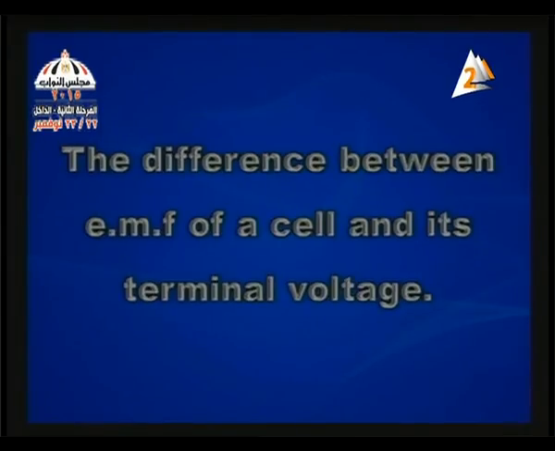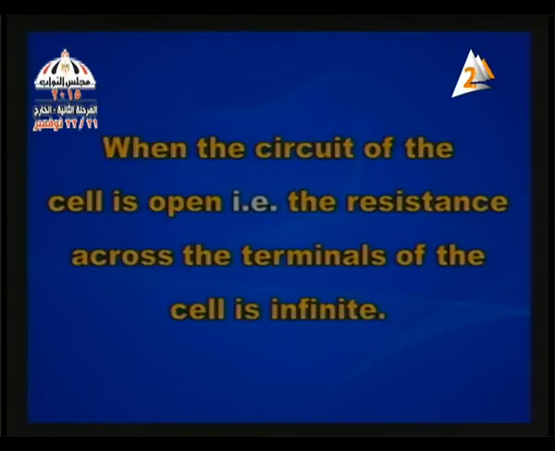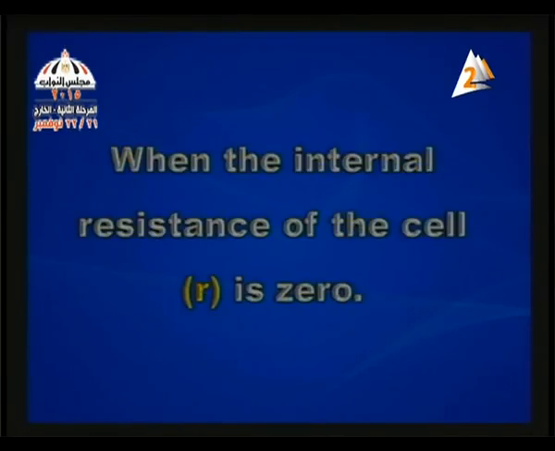When does the difference between the EMF of a cell and the terminal voltage equal 0? In other words, when is the EMF equal to the terminal voltage, or when is the terminal voltage of a cell equal to V battery? When the circuit of the cell is open, that's to say the resistance across the terminals of the cell is infinite, no current flows, then the terminal voltage is equal to V battery and the difference is equal to 0. Another possibility is when the internal resistance of the cell, denoted by small r, is 0.